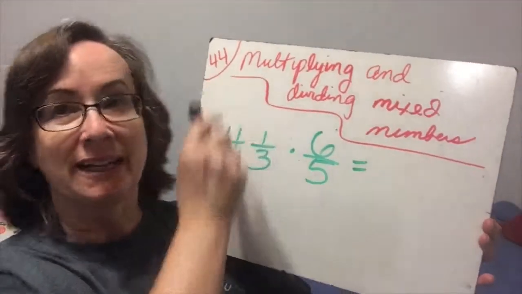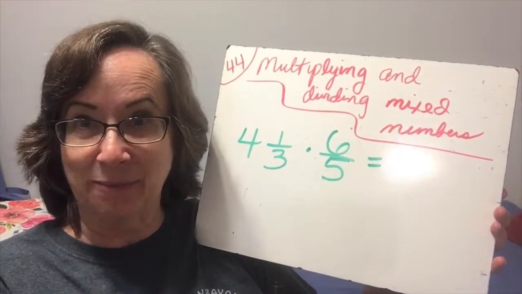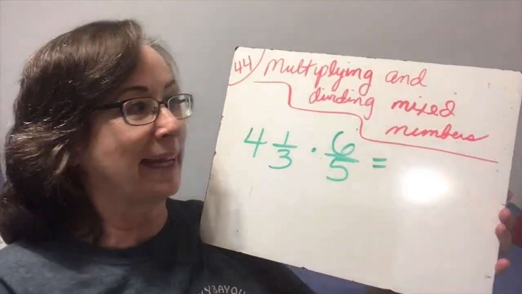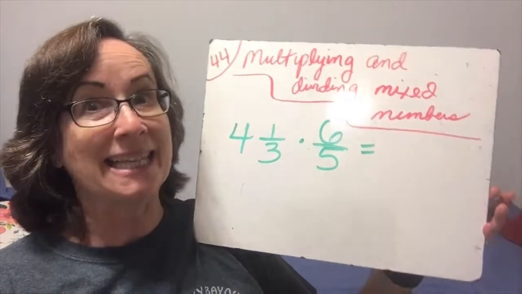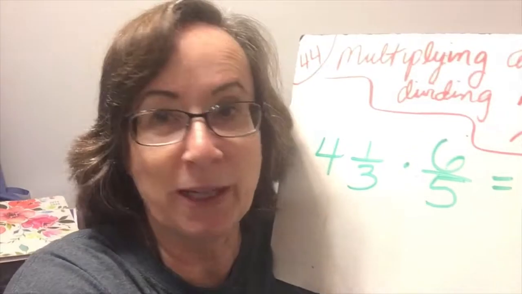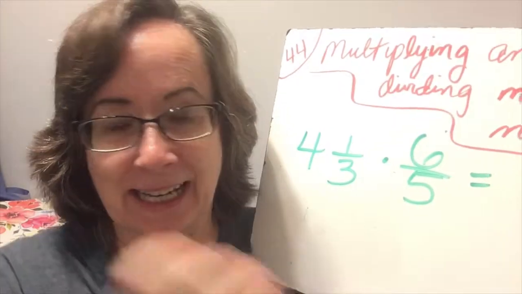Today we're doing lesson 44 in our Saxon Blue books, and we're doing multiplying and dividing mixed numbers, which is easy. So we should have a fast and fun lesson.